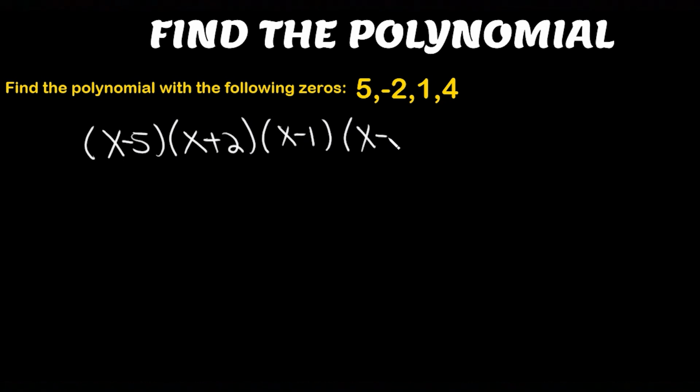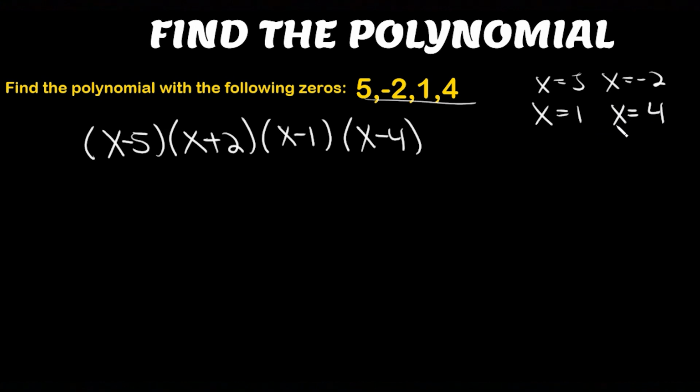Now, if you need to, go ahead and write out what they are to the right-hand side of these zeros, right? You could write x is equal to 5, x is equal to -2, x is equal to 1, and x is equal to 4. If that makes it easier for you, go ahead and do that. That way you know, okay, I have to move these constants over back into their factored form, okay? And that's what we have right here.